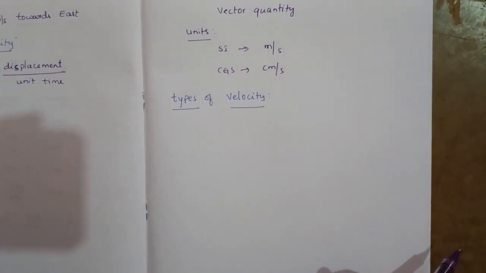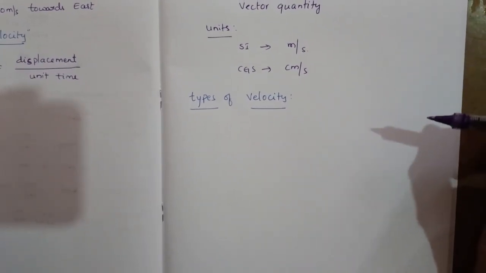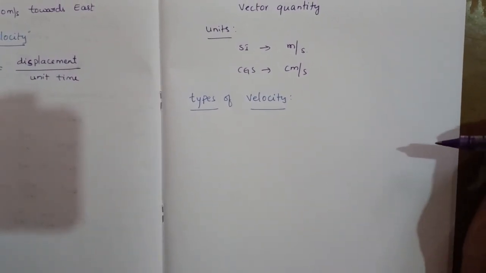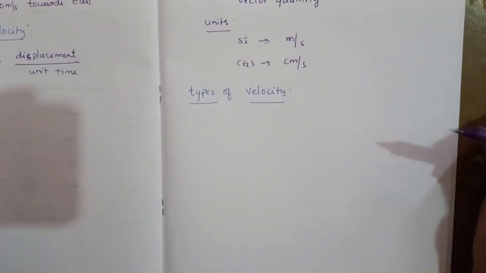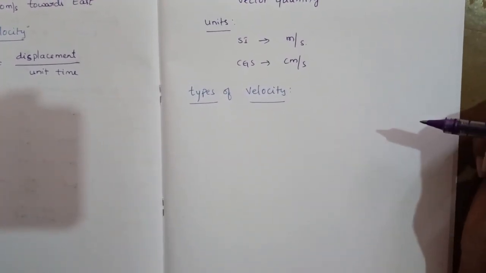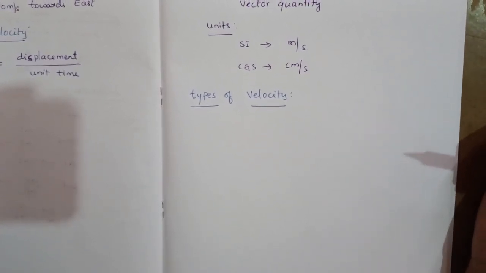Now types of velocity. As we discussed in speed, uniform speed, non-uniform speed, average speed, we have velocity also: uniform velocity, non-uniform velocity, average velocity, and instantaneous velocity.